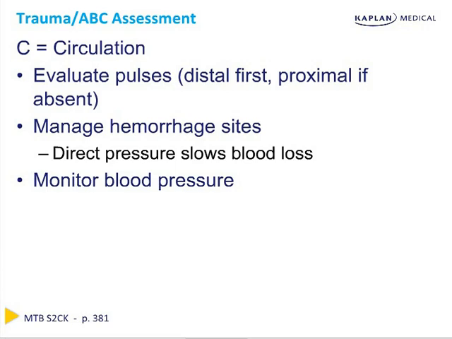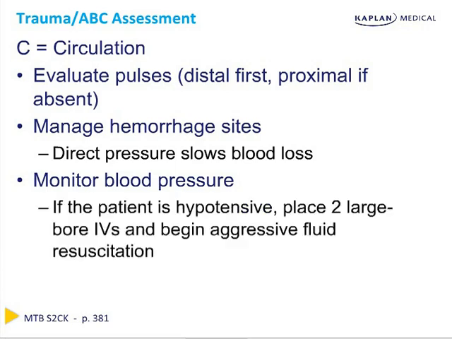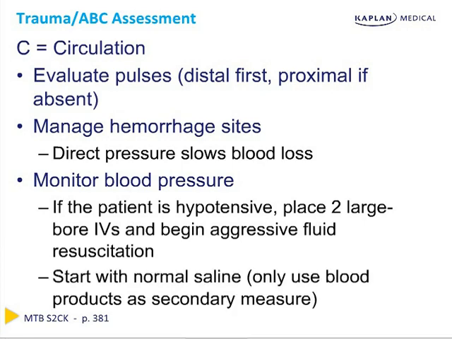Blood pressure monitoring allows for a more accurate assessment of blood flow and perfusion. If the patient is hypotensive with hemorrhage, the question stem will be blatant about it. If this is the case, the initial intervention is placing IVs, preferably 2 large bore IVs, and you always want to start by giving normal saline.